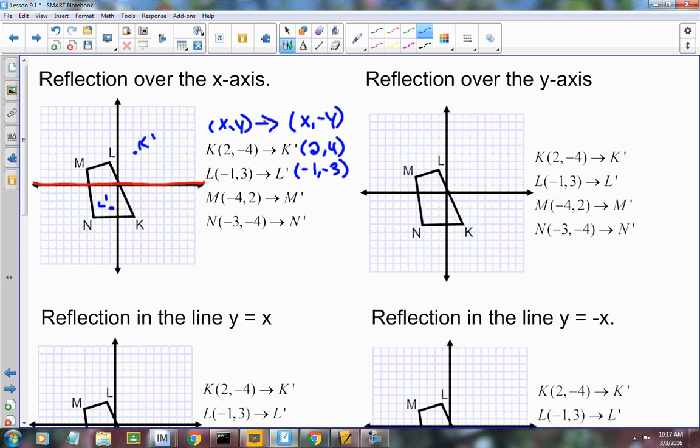Okay, so if m was at -4, 2, what's it going to be? -4, -2, okay? And n prime would be what? -3, 4. So let's graph both of those. -4, -2, that's m prime. And n prime, 1, 2, 3, 4. Okay. All right, so then we connect our points. And so we have reflected over the x-axis. All right, and so when you reflect over the x-axis, the sign of the y changes.